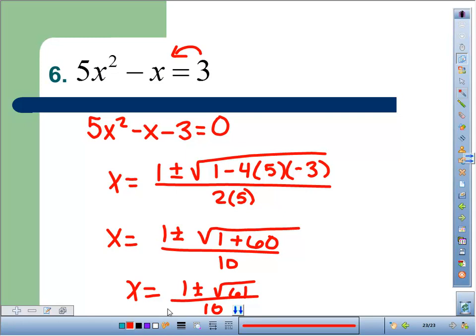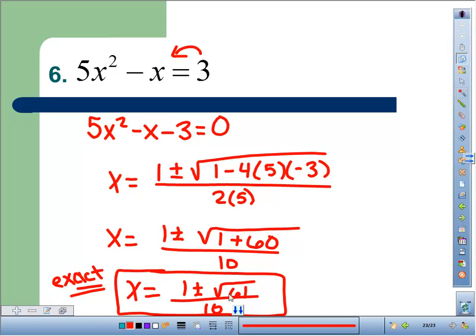Now, mathematicians like as exact answers as possible, yes? So in essence, we would have to actually just simplify this and leave it as is, right? Square root of 61, does that reduce at all? No. So this is our exact answer. Square root of 61 does not reduce. The fraction does not reduce.